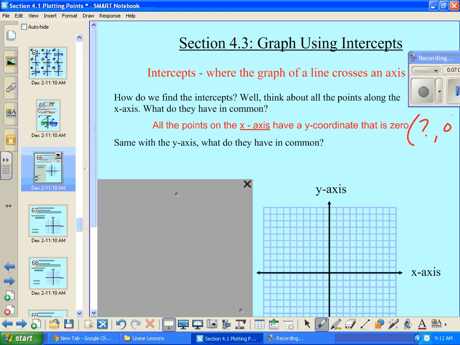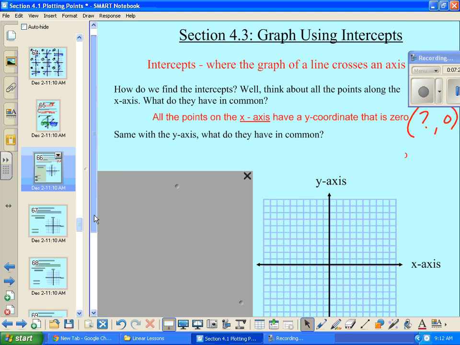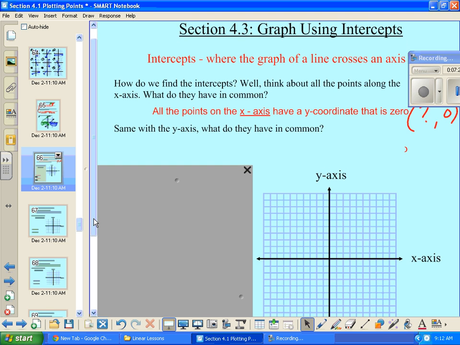It's some number and then 0. Because again, we've moved so much left or right. That's what the first number stands for. But the second number says we haven't moved at all up or down. So that's why we're still on the x-axis. So something to note is that whenever we're on the x-axis, all the points have a y coordinate that's 0. Again, I'll show you why that's important in just a second, but that's something first to note.